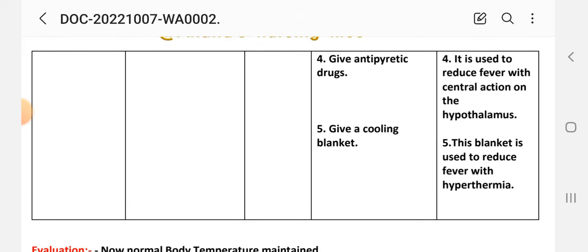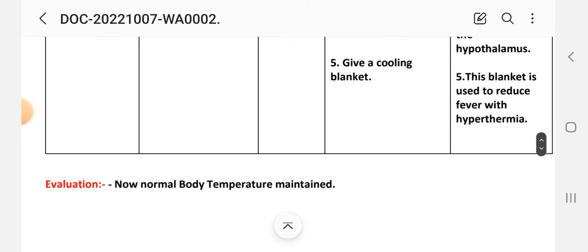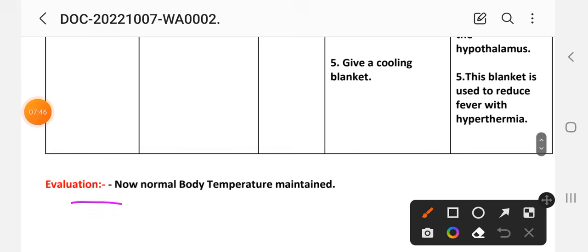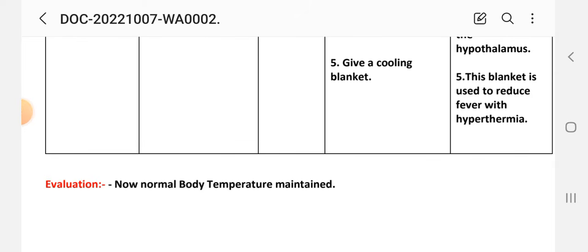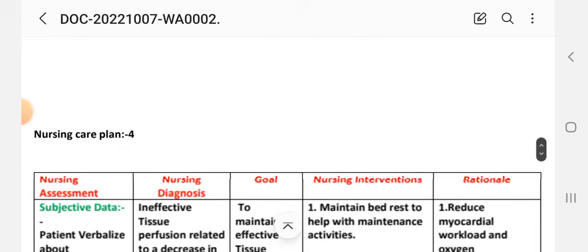Number fifth intervention: give a cooling blanket. Here this blanket is used to reduce the fever with hyperthermia. After providing these interventions, we write here the evaluation steps. Now your evaluation is: patient's normal body temperature maintained. Next, let's see care plan number 4.